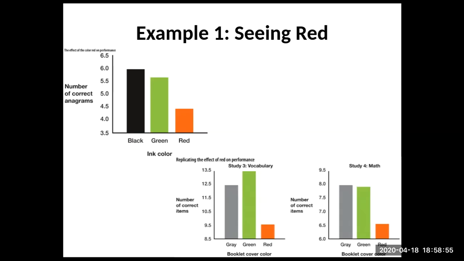So what we can see here, although we don't know if it's statistically significant based on this graph, is that people who got the color red for their participant number solved fewer anagrams in the same amount of time than either green or black ink. Green and black seem to be about the same, between 5.5 and 6. So according to this first example in this first experiment, they got what they predicted pretty much.